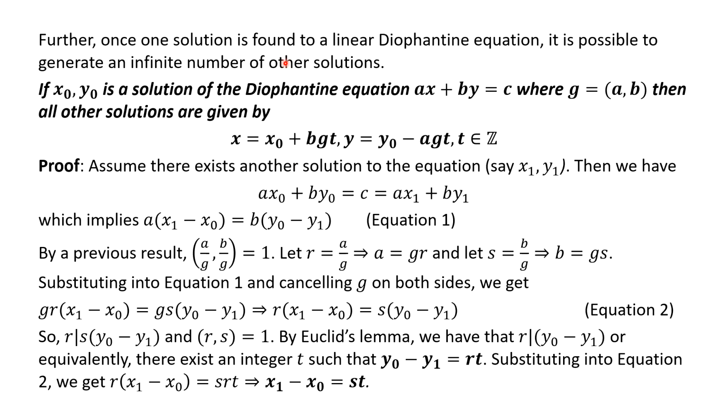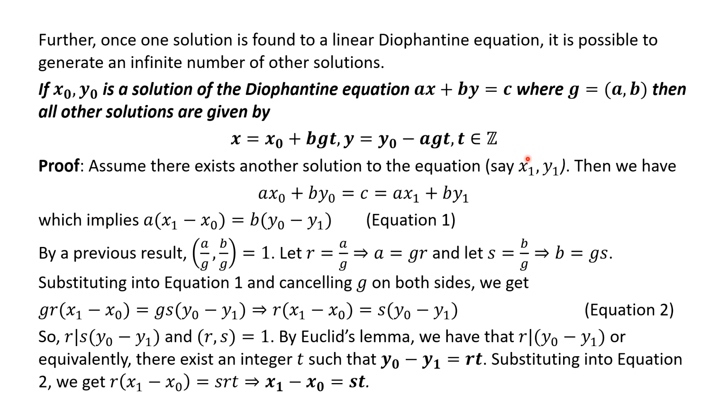Once we have a solution to a linear Diophantine equation, we can find an infinite number of other solutions. I have a theorem to that effect here. If x0, y0 is a solution of the Diophantine equation ax plus by equals c, where g is the GCD of a and b, then all their solutions are of this form here. x equals x sub 0 plus (b/g)t, and y equals y sub 0 minus (a/g)t. So let's look at a proof.